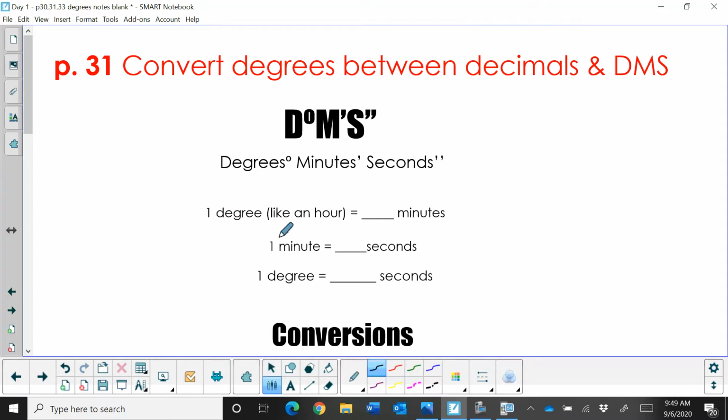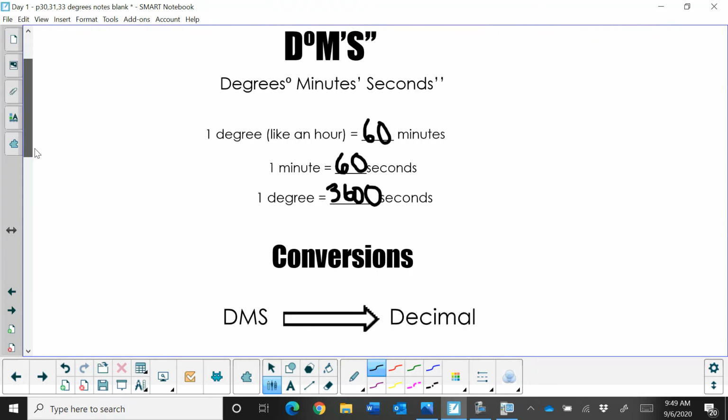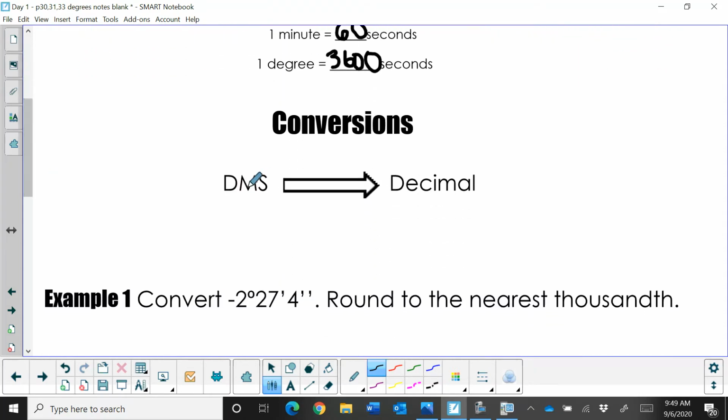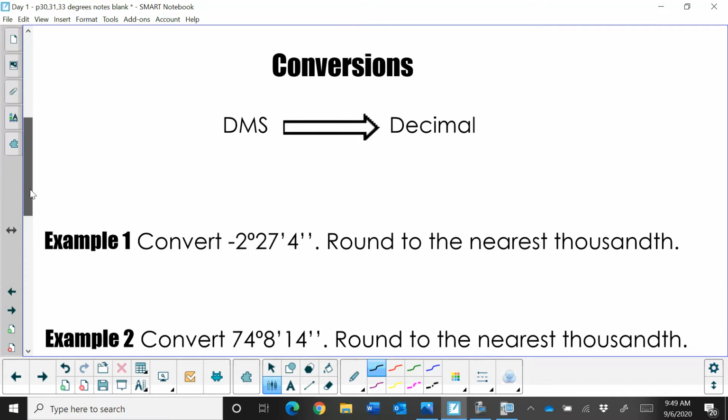So 1 degree is like an hour. An hour has 60 minutes in it. And then 1 minute has 60 seconds. Therefore, 1 degree has 3,600 seconds in it, and it breaks it down to 3,600 tiny little parts. So if you say DMS, that just means your degree, minute, second, we're going to first change it from a degree, minute, second to a decimal.